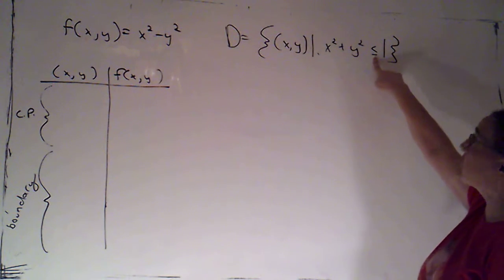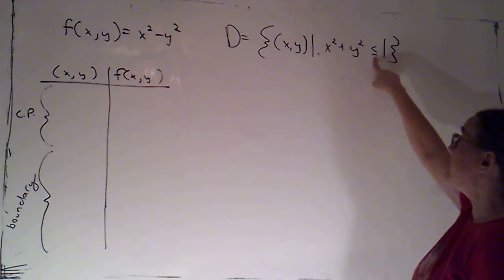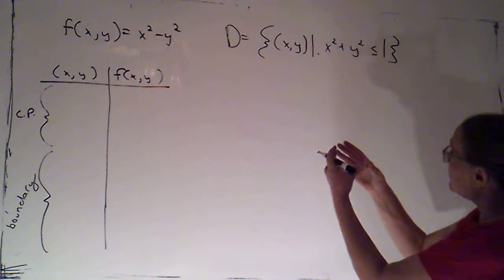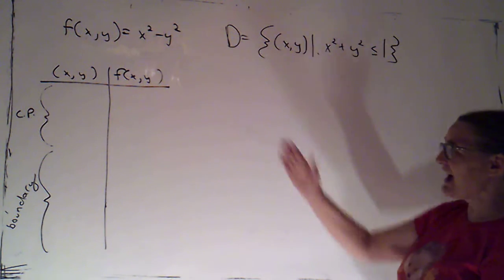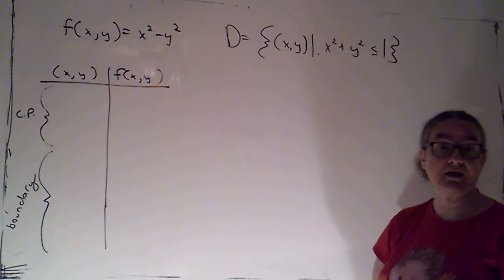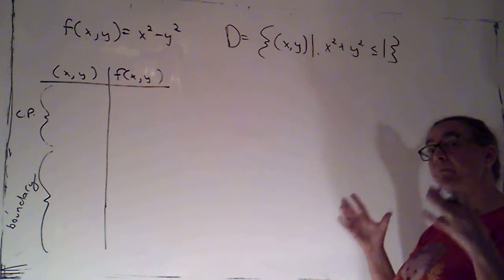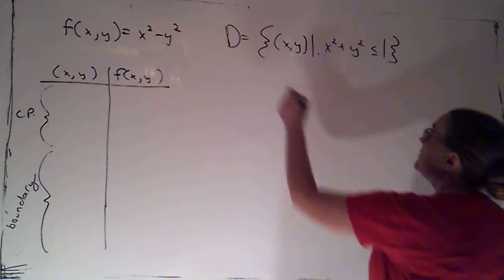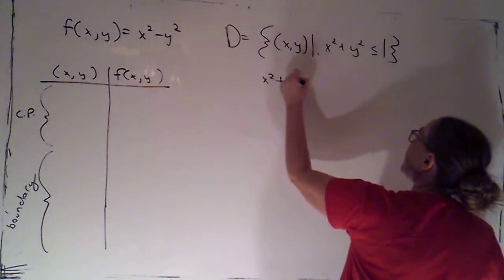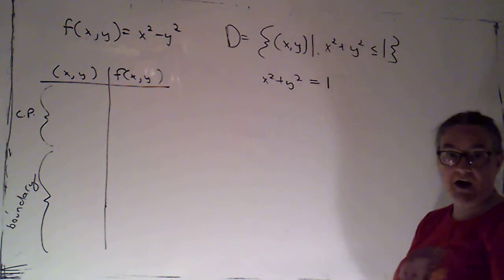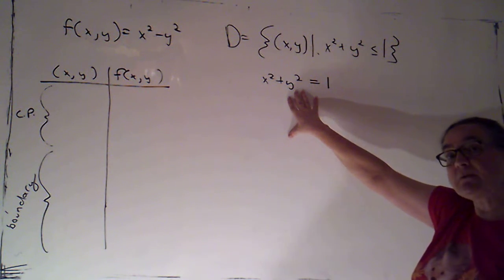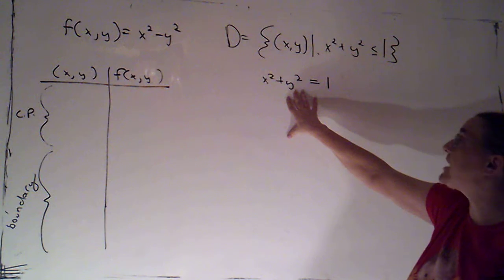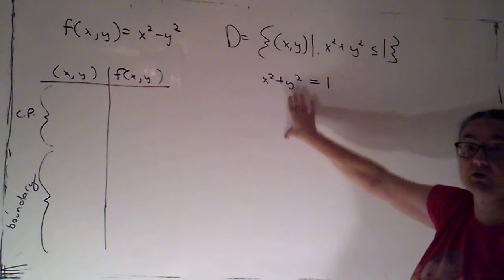Because my region is described as an inequality, I know that on the interior points, which is where the less than part would be satisfied, I might have some critical points that are the location of a max or a min. On the boundary, that would be where x squared plus y squared equals 1. I'm going to check that too. This problem specified that the way we're supposed to check that is to use the method of Lagrange multipliers.